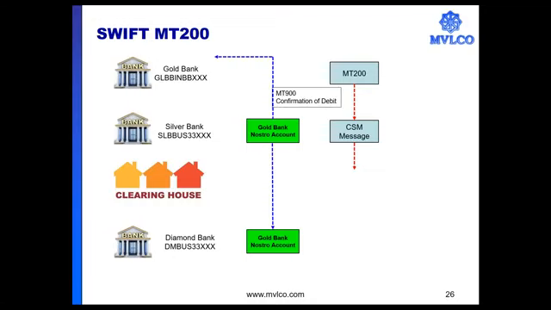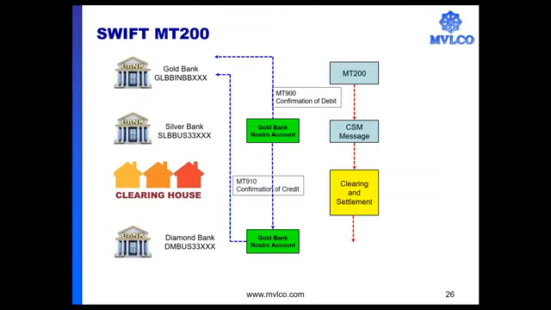Once this is done, Silver sends a confirmation of debit because we have debited Gold Bank's Nostro account. When this message goes to the clearinghouse, the clearinghouse would debit Silver Bank in their books and credit Diamond Bank in their books, completing the settlement.